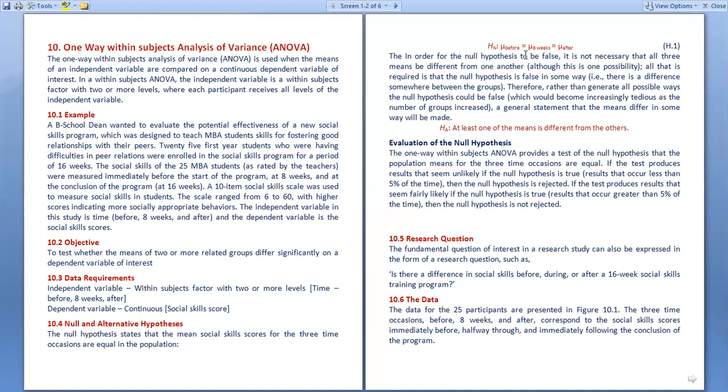And data requirement, we have independent variable, which is having more than two categories, or you can say levels. And here, as we told earlier, for the example I quoted, it is time before, 8 weeks, and after. And dependent variable happens to be a continuous scale, which is a social skill score for the above example.